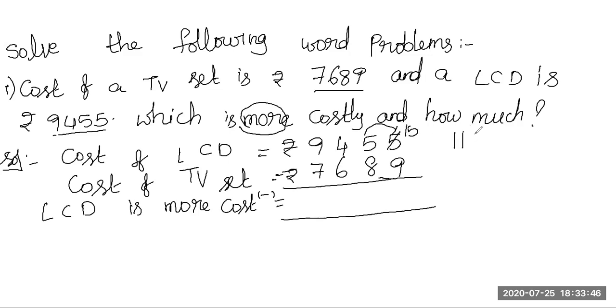So draw 15 lines: 1, 2, 3, up to 15. How many should I cut? 9. 1, 2, 3, 4, 5, 6, 7, 8, 9. So how many are left? 1, 2, 3, 4, 5, 6. And here 4 and 8, which is the bigger one? 8. But we can't do subtraction from 4. So that is the reason we'll go for borrow.